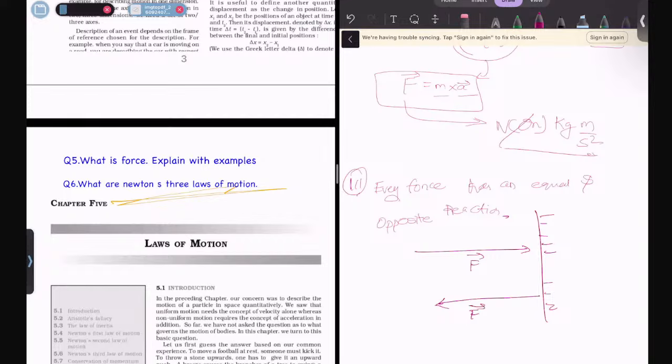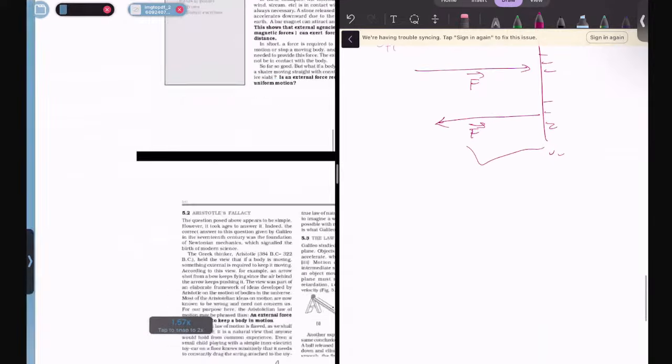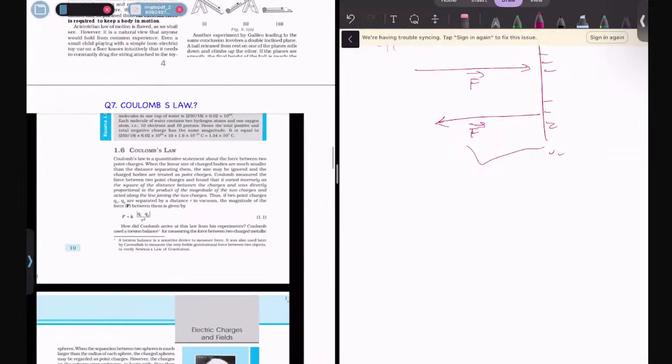That is why your hand pains when you try to punch a wall. What happens? You are giving force to the wall. But why is your hand paining? Because the wall is also giving a force of F into your hand. That is why your fingers pain. Okay, that is Newton's third law of motion. I hope it's very clear. So I'll move to the next question.